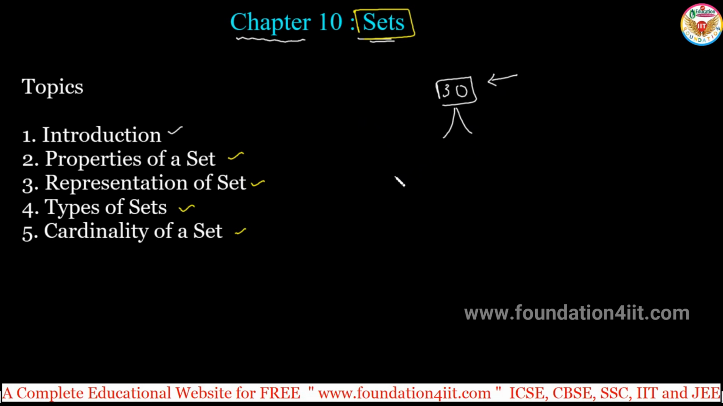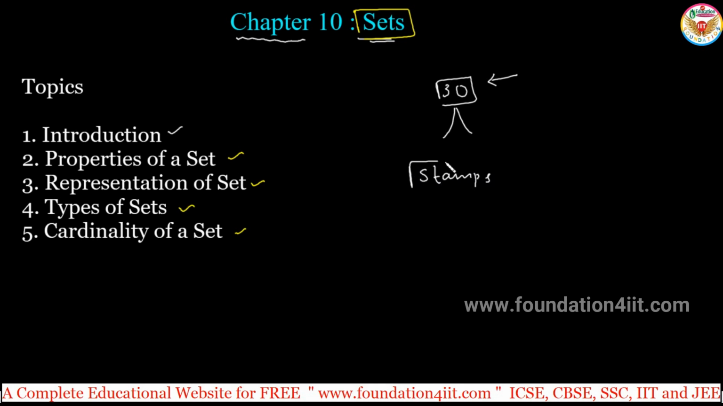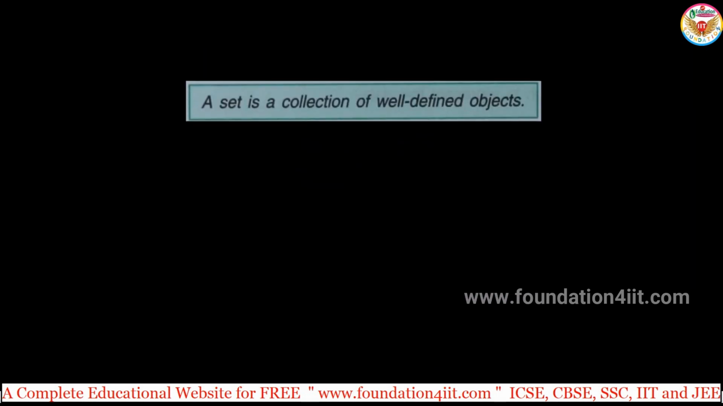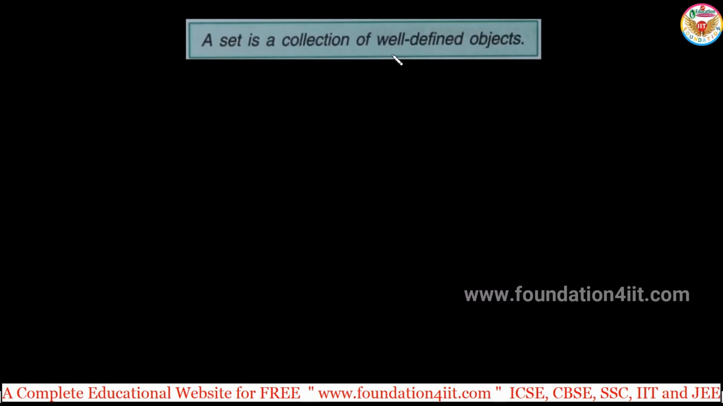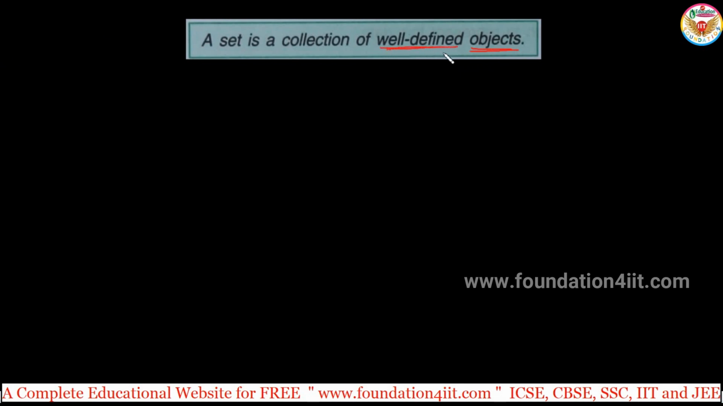For example, if you say one sentence, collection of stamps. So what are we collecting? Stamps only. Is it defined? Well defined it is. That's why we can use a definition like this: a set is a collection of well-defined objects. In the previous statement, the stamp is the object and it is well-defined, so it is exactly a stamp or not. So a collection of well-defined objects is a set.